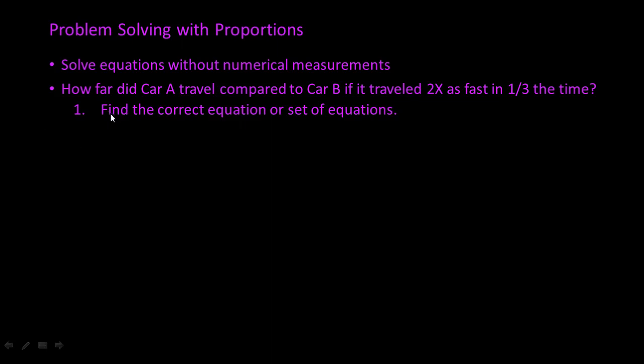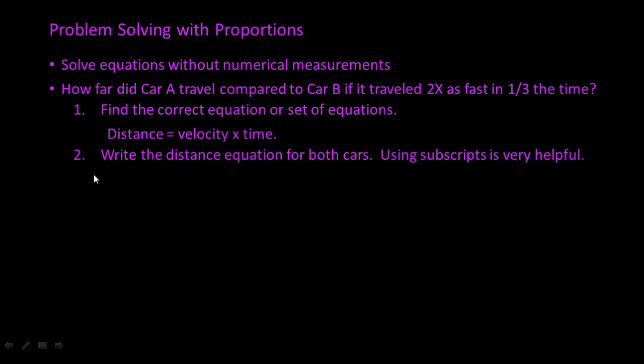So step one, we need to find the correct equation or set of equations. In this case, we know that distance is going to be equal to velocity times time. Second, we need to write the distance equation for both cars. Using subscripts in this case is very helpful. So the distance of car A is equal to the velocity of car A times the time car A was traveling, and similarly for car B.